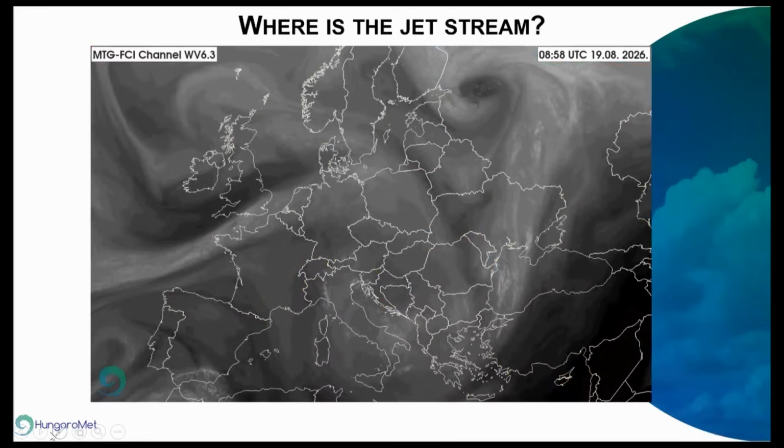All right, so I would like to start this weather briefing with an interactive session. I would like to ask everyone to try to mark on the map where the jet stream is. This is a water vapor channel from the MTG satellite. If you'd like to try to mark where the jet stream is based on this image, you can use the annotation tool.